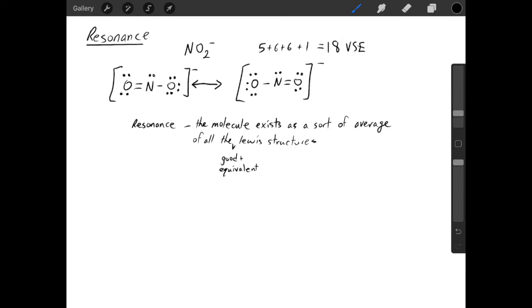So if you look at the bonds in NO2-, one of them is a double bond and one of them is a single bond for both of the resonance structures. But in practice, it's more like both of the bonds are kind of 1.5 bonds. And you've got something like this. The bonds are somewhere in between a single bond and a double bond, and that includes things like bond length and bond strength.